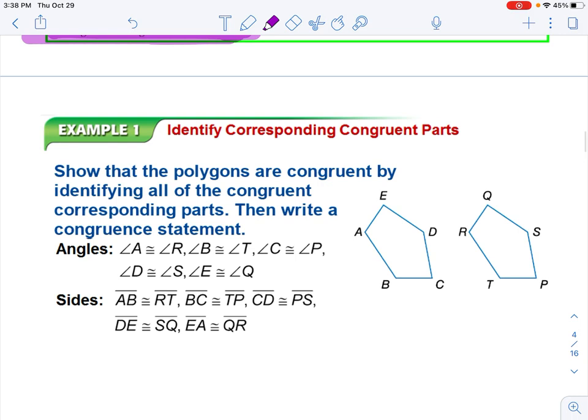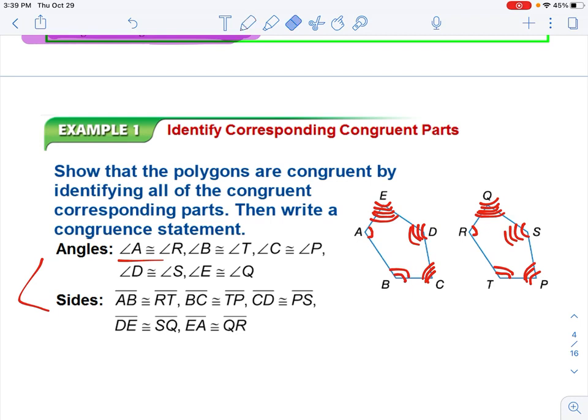All right? So now we are going to identify corresponding congruent parts based on what we are given here, as well as write a congruence statement. So I know based on this, angle A and angle R are congruent. This is going to get pretty messy, so try to make yours as pretty as you can. B and T are congruent. Angle C and angle P are congruent. Angle D and angle S are congruent. And angle E and angle Q are congruent.